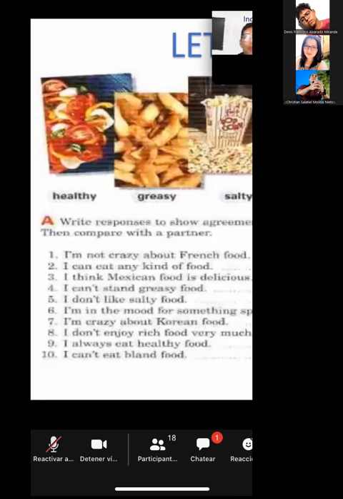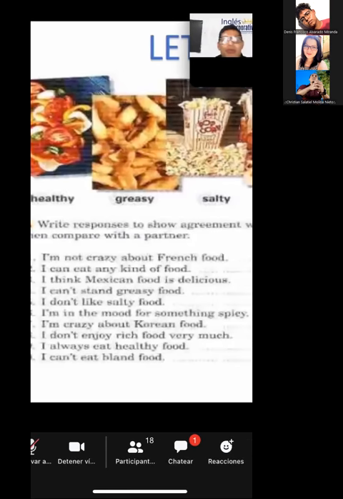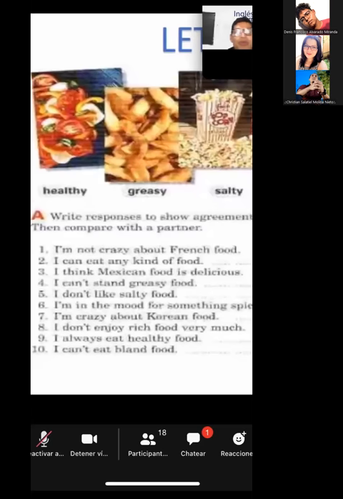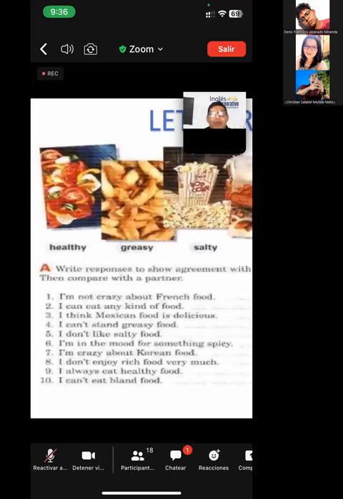Muy bien. A Dennis, la número uno. I am not crazy about French food. I am not either. A Elena, la número dos. I can eat any kind of food. So am I. Hoy usted pregunta a alguien más, Elena. Ah, yes, perdón.